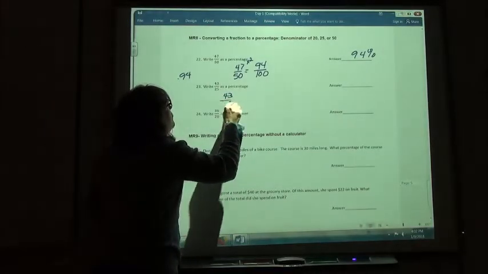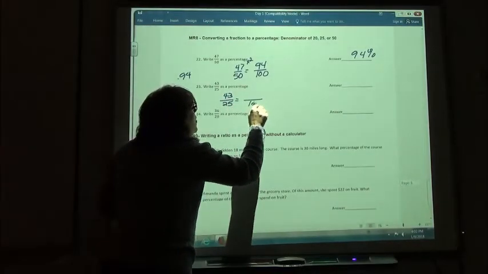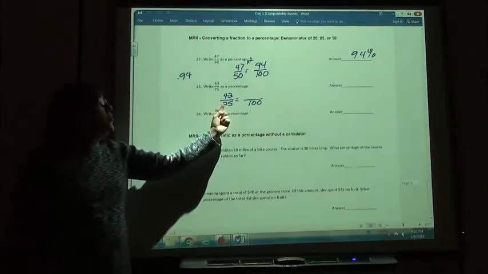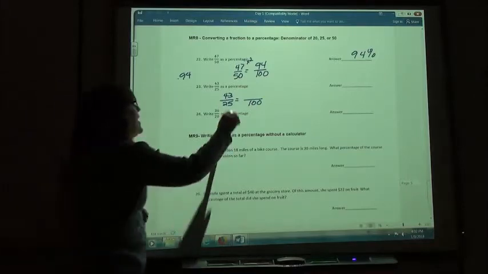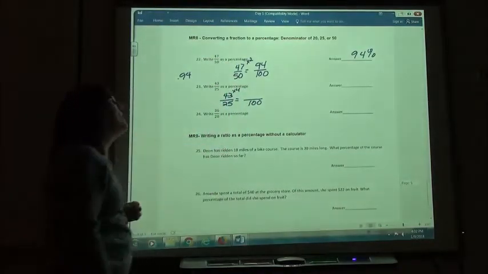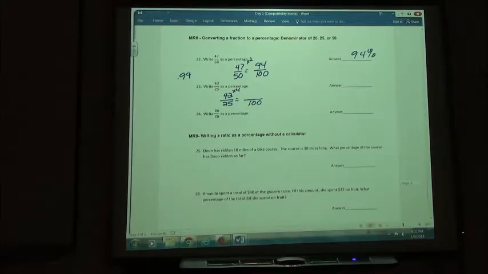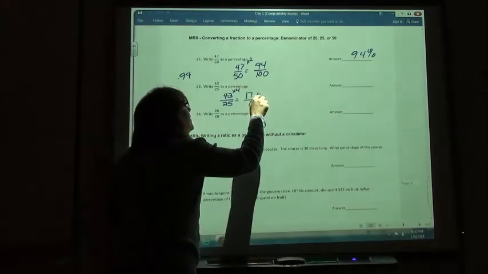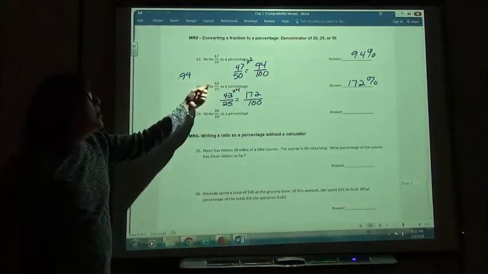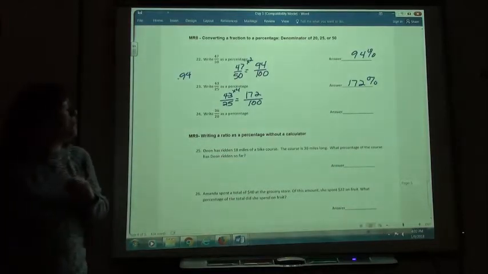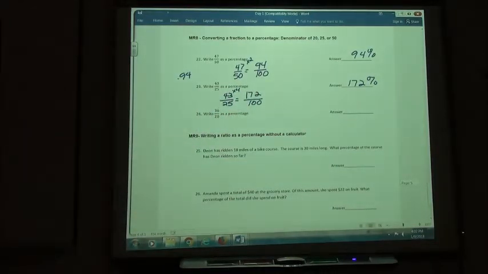So if I have 43 over 25 and I want to change it to a percent, 25 divides into 100 4 times. And then I'm going to take 43 times 4, and I get 172. So I have 172%. Right? When my numerator is bigger than my denominator and I have that improper fraction, I should have more than 100%.